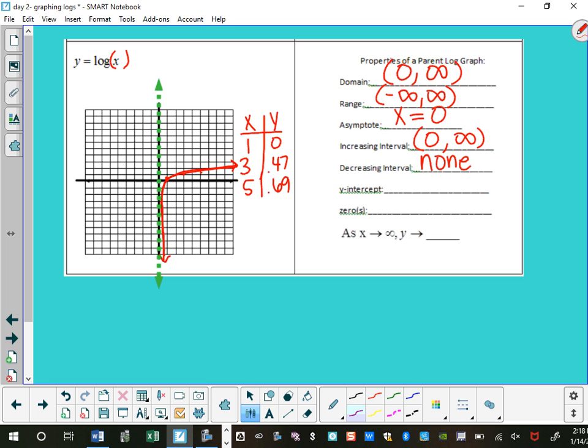My y-intercept, I don't have one. I'm not even crossing the y-axis. That's where my asymptote is. So we don't have one. But we do have a zero. I'm crossing the x-axis at 1, 0. Look at your table and see where y is 0. Or you can write x equals 1. You only have one end behavior indicator here. It's going towards the right, your right arm. I'm going up towards infinity.